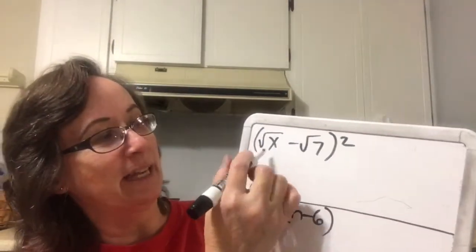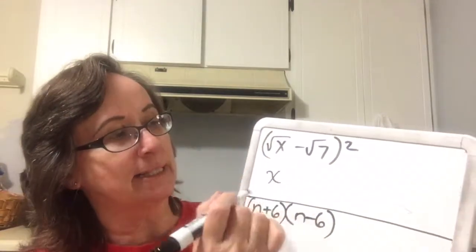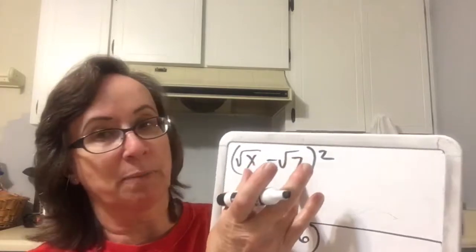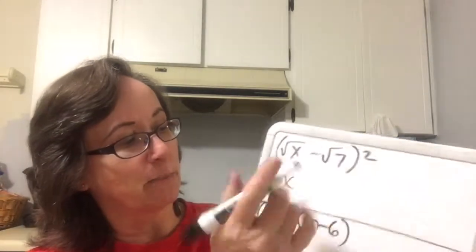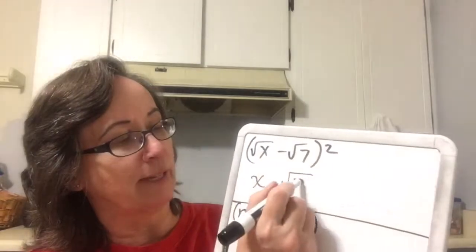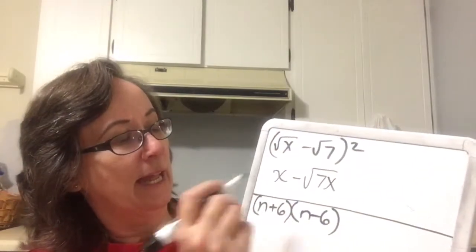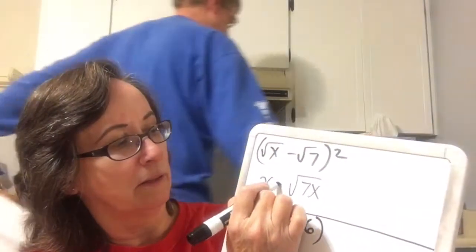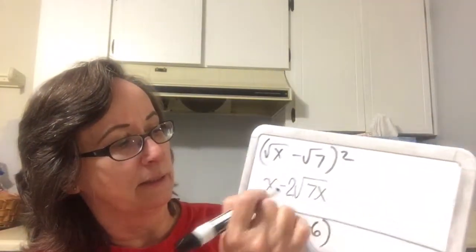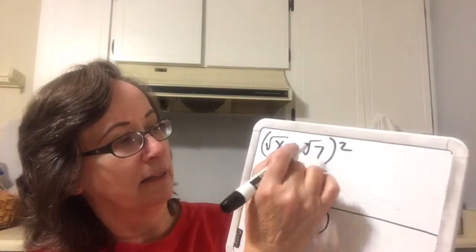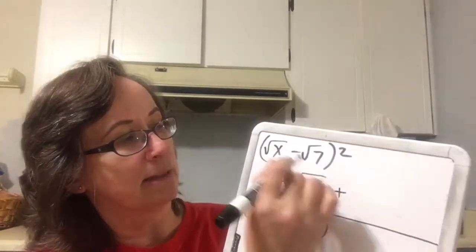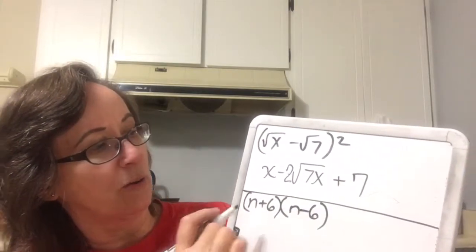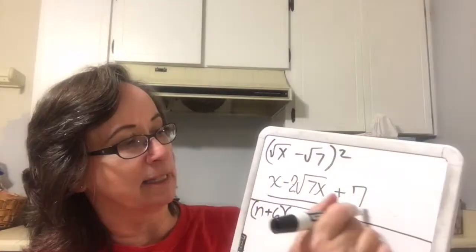So we're going to do the same thing here. The first term squared is just x. The product, remember, what's inside the radical can multiply with what's inside the radical. So that's going to be a negative square root of 7x. Okay, and that's going to be doubled. So that product doubled. And then the last is plus, that one squared is 7. So there's nothing I can do to change that. That's as simple as I can get it.